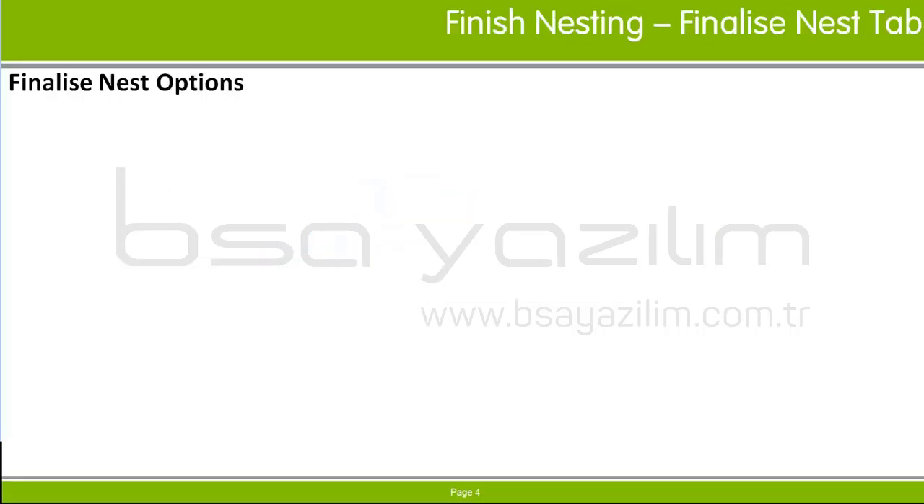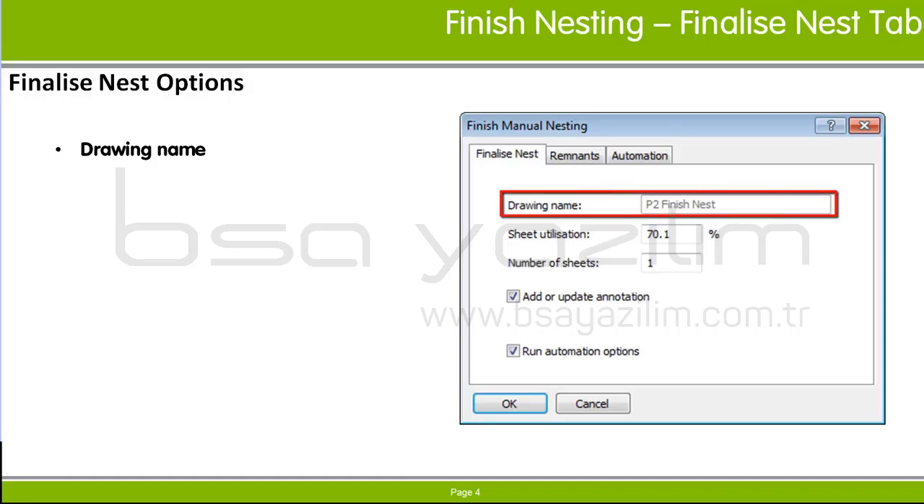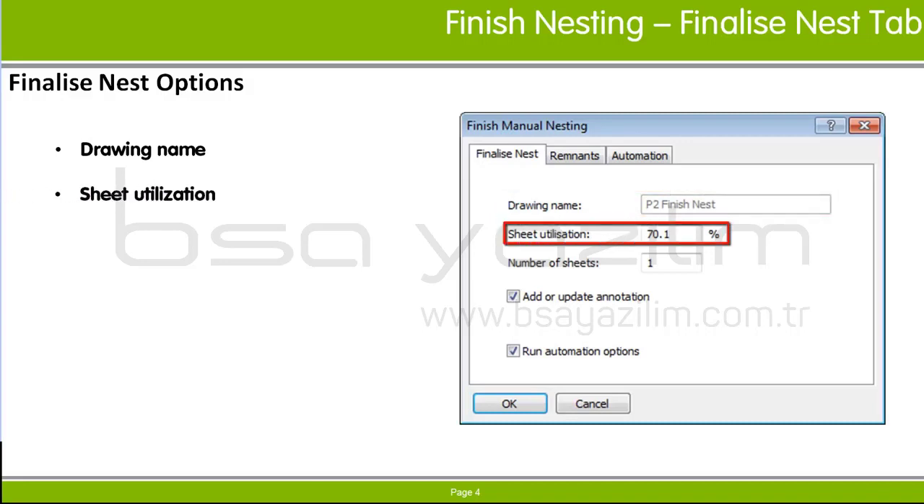The Finalize Nest tab includes the option to edit the drawing name, which also determines how remnant drawings will be saved, since their file names are based on the current drawing name. The drawing name field is already defined if working within a project and therefore inactive. The sheet utilization value displayed will be the new value shown in the annotation. The dialog will also update the drawing attribute and the order text note for sheet utilization.